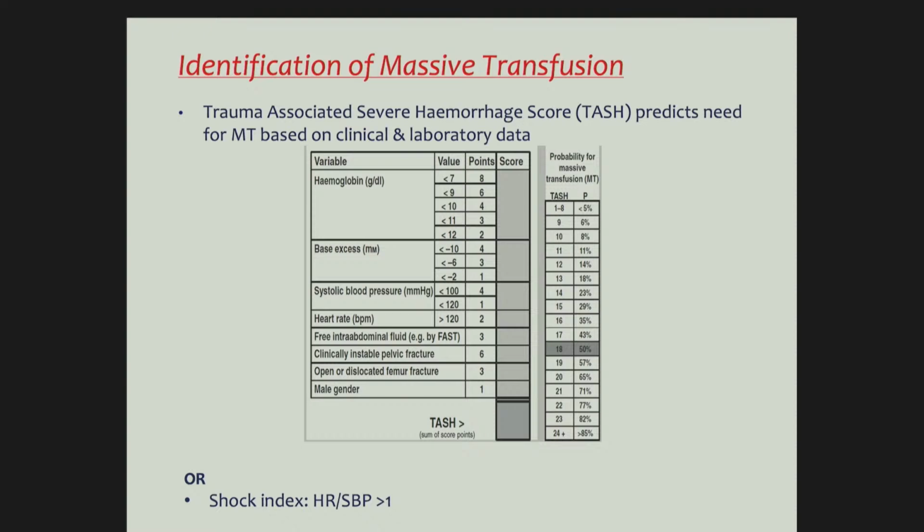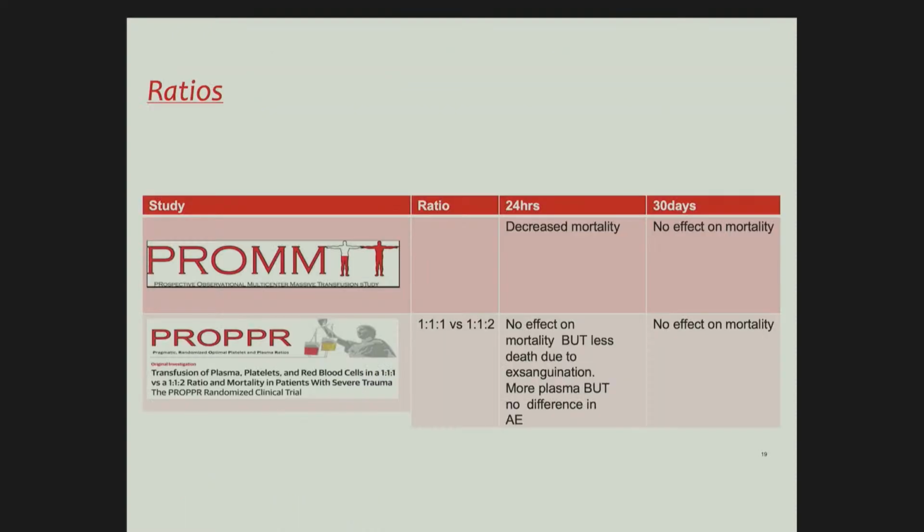If you can't remember all those parameters, a simple one is the shock index: the heart rate divided by the systolic blood pressure. If it's greater than 1, then the risk of needing a massive hemorrhage response is quite high.